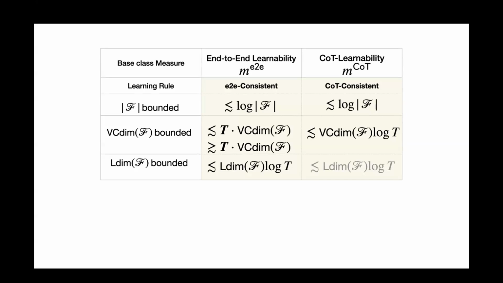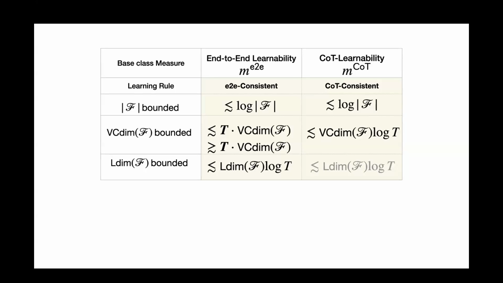But this is the table. The only thing that I want to emphasize here is that all the results in this table, where you are not seeing a direct linear dependence on t, are critically using the fact that you are iterating the same function again and again. You can directly see this in the cardinality class: if your class has finite cardinality, and you allow a different function at each time step, then the number of end-to-end functions is going to be the cardinality of f to the power t. And if you take the log of that, you get t times log of cardinality.